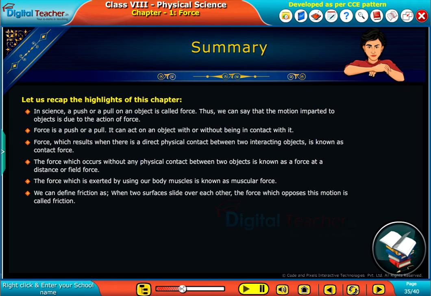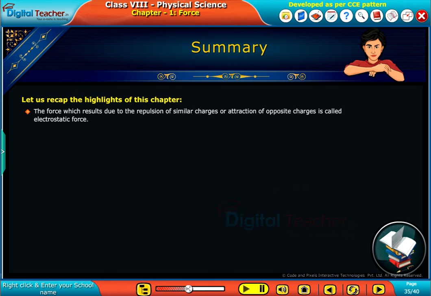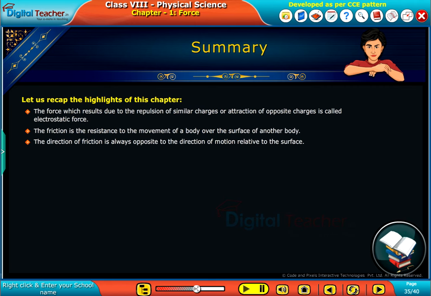We can define friction as when two surfaces slide over each other, the force which opposes this motion is called friction. The force which a magnet exerts on iron objects is called magnetic force. The force which results due to the repulsion of similar charges or attraction of opposite charges is called electrostatic force. The friction is the resistance to the movement of a body over the surface of another body. The direction of friction is always opposite to the direction of motion relative to the surface. The attractive force between any two massive objects is called gravitational force.